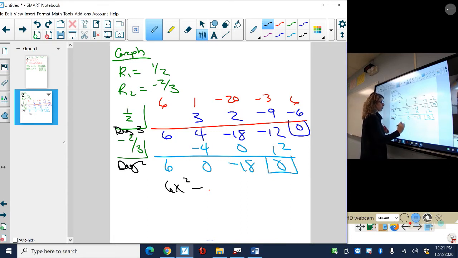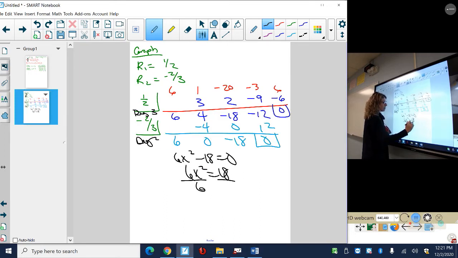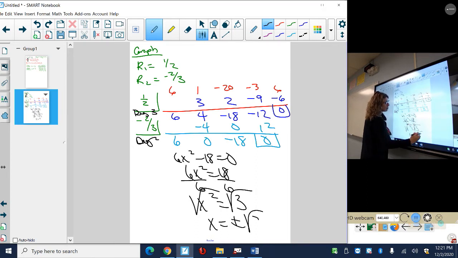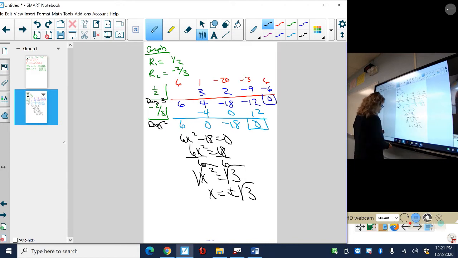So 6x squared minus 18 is equal to 0. So 6x squared is equal to 18. Divide by 6, and you have x squared is equal to 3. Take the square root, and you get x is equal to plus or minus the square root of 3. Which, think about that for a hot sec.